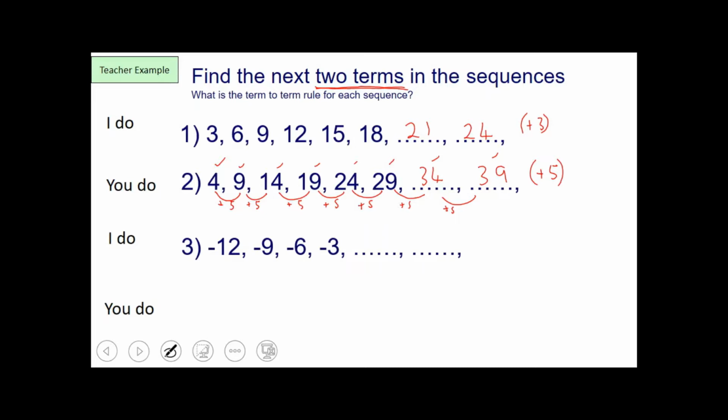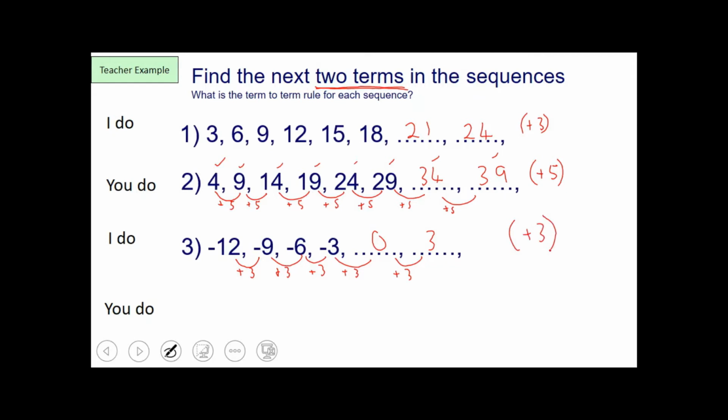It starts off with minus 12, minus 9, minus 6, minus 3. If you know your positive and negative numbers, you have to understand this is increasing by 3 every time. It's not decreasing. Please remember, use a number line if you need to. Every time I'm adding 3. What we need to do now is add 3 again. Minus 3 plus 3 is 0. Then I add 3 again and I'll get 3. And my rule here is add 3 every time.